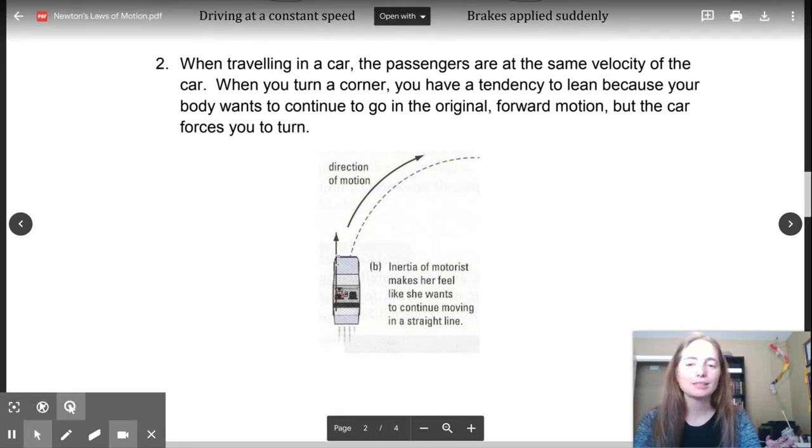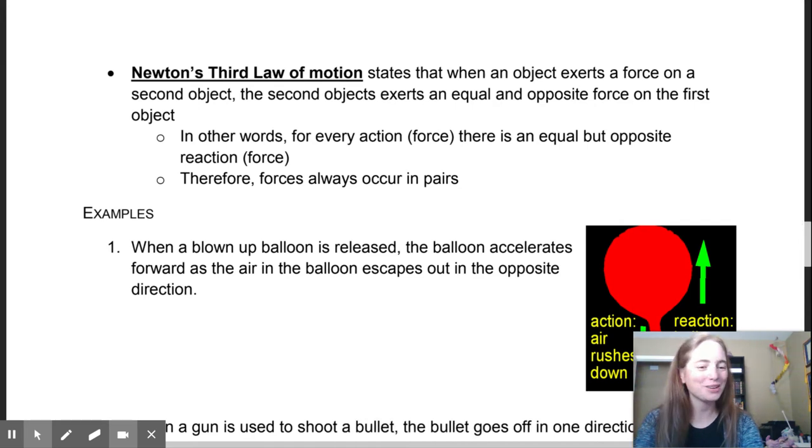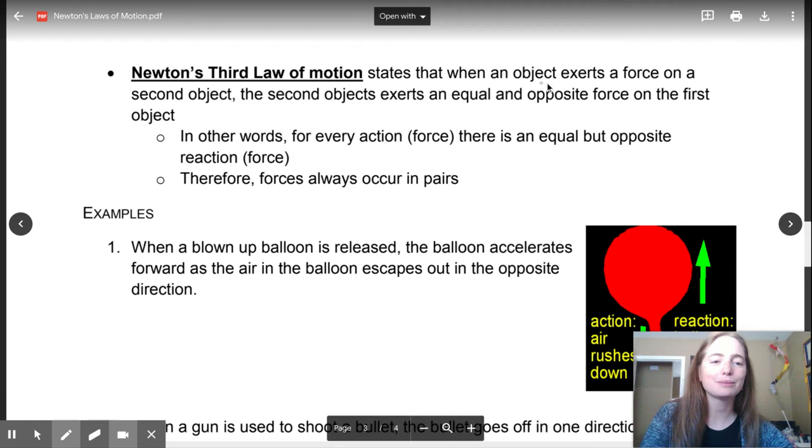Okay. So, ladies and gentlemen, next law of motion, Newton's third law. Newton's third law of motion states when an object exerts a force on a second object.